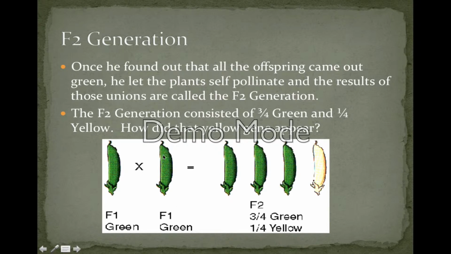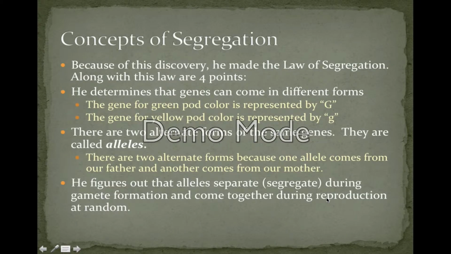Now, how did that yellow gene appear? If you see here, the F1 generation green pod self-pollinated with an F1 green pod. You got 3 greens and 1 yellow. Now, you may think green and green, you would get all green, but this wasn't the case here. Because of this discovery, he made the Law of Segregation.